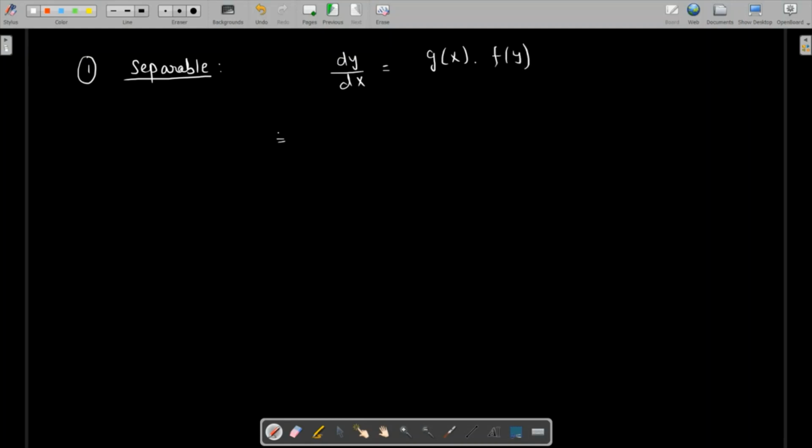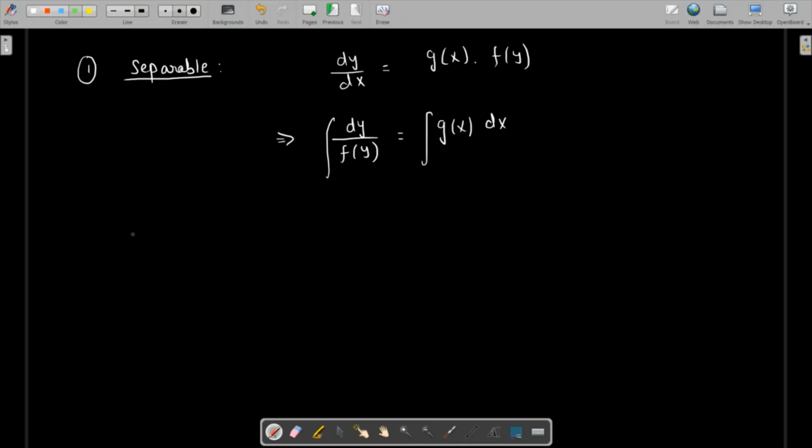The idea behind this is we are able to separate the function of x and the function of y. Since the function of y will be integrated with respect to y, we divide both sides by f of y, so it comes over here, and we multiply both sides by dx, so it goes over there, and then these can be integrated easily to get the particular solution.